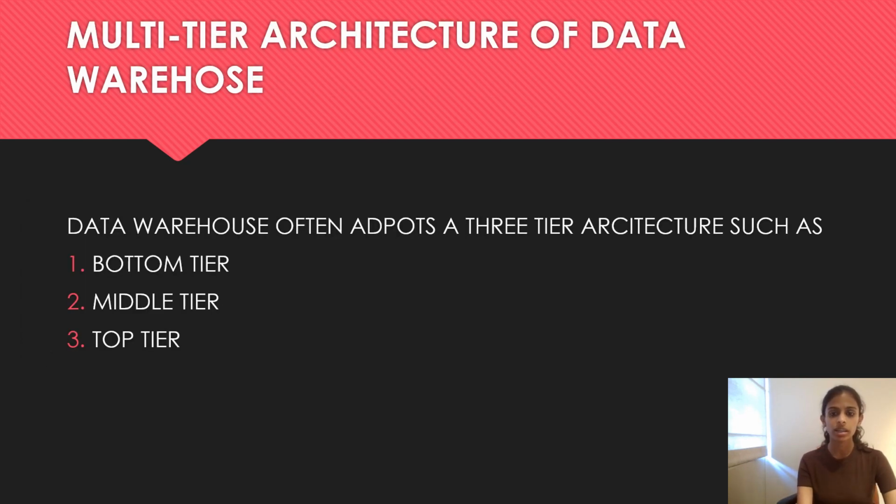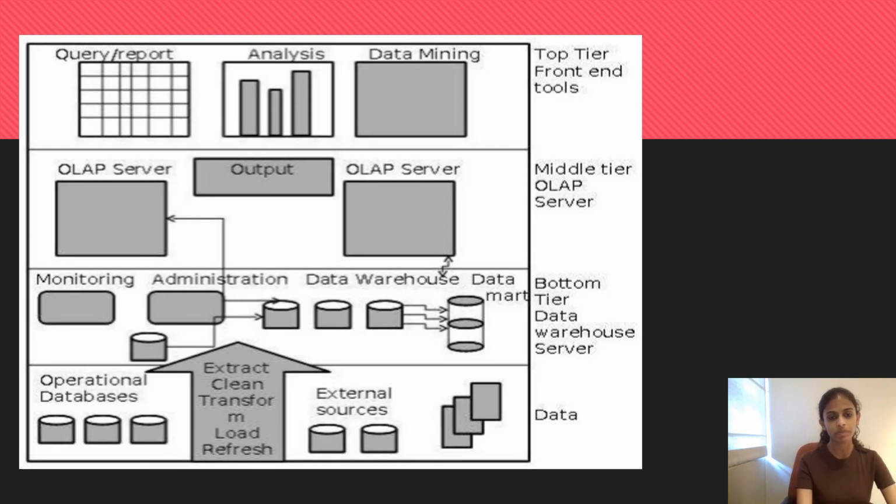Moving to multi-tier architecture of data warehouse. Data warehouses often adopt a three-tier architecture such as bottom tier, middle tier, and top tier. So let us see what's there in bottom tier, middle tier, and top tier. So this is the pictorial representation of a three-tier architecture. As you can see, it consists of the top tier, middle tier, and bottom tier.